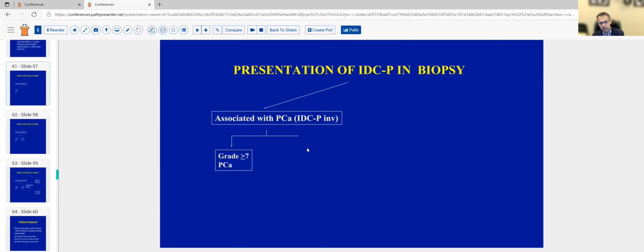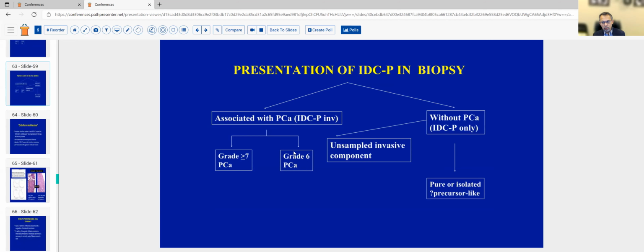So let us now understand the clinical spectrum of intraductal carcinoma in needle biopsy. The vast number of intraductal carcinoma in needle biopsy is associated with obvious invasive prostate cancer that is typically high grade and high volume. Infrequently, it is associated with grade group 1 prostate cancer. The least common scenario is when it is associated without invasive cancer, which is also known as intraductal carcinoma only or pure intraductal carcinoma.